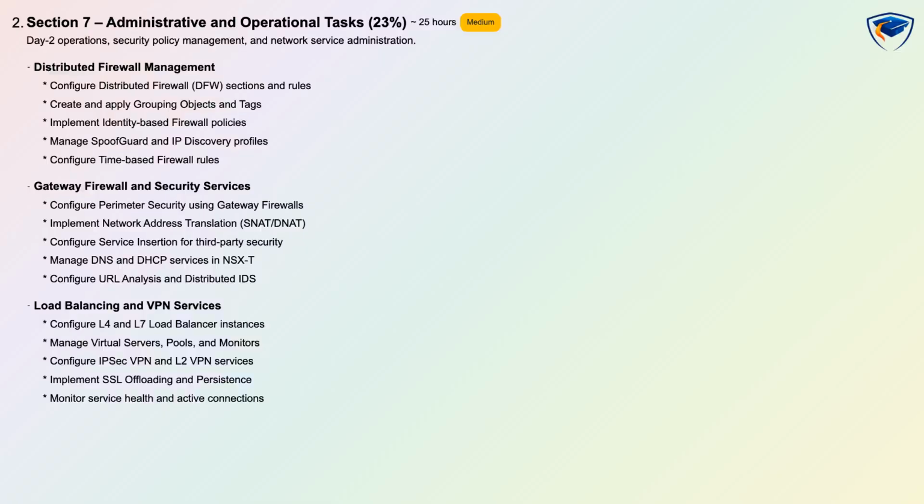You will also manage gateway firewall functions including SNAT and DNAT, service insertion for third-party security, and DNS and DHCP services in NSX-T. The section finishes with load balancing and VPN services where you will configure L4 and L7 load balancer instances, manage virtual servers and pools, and implement IPsec and L2 VPNs with health monitoring.